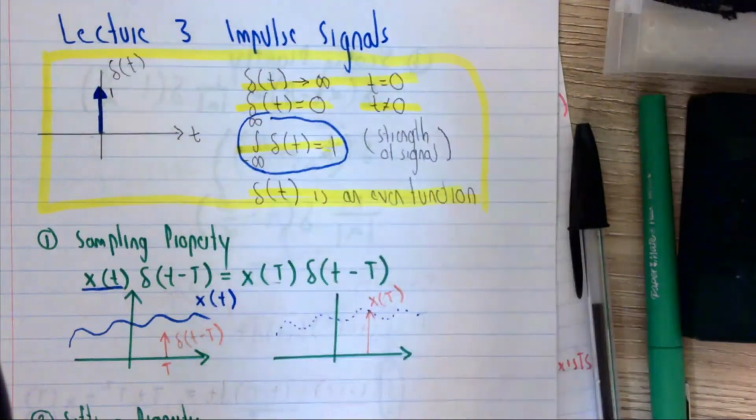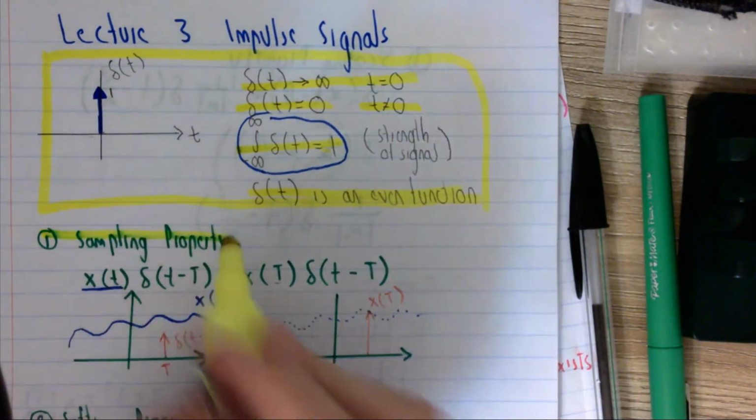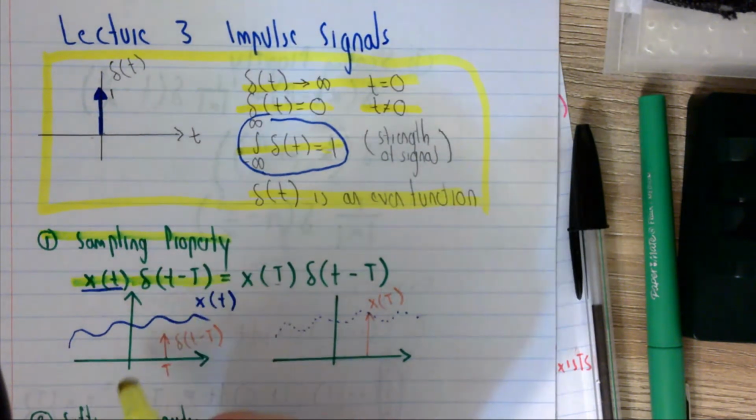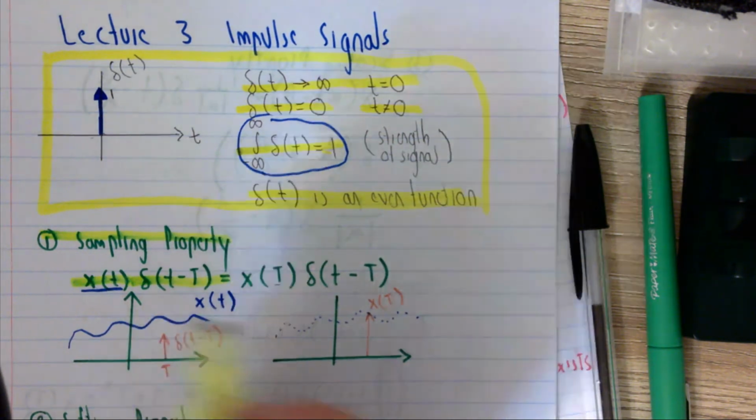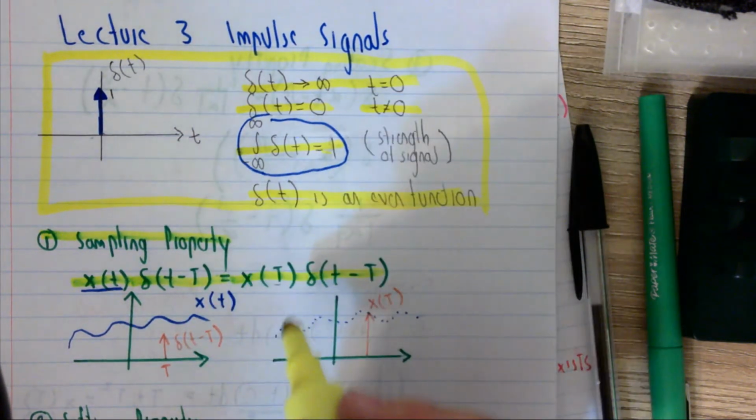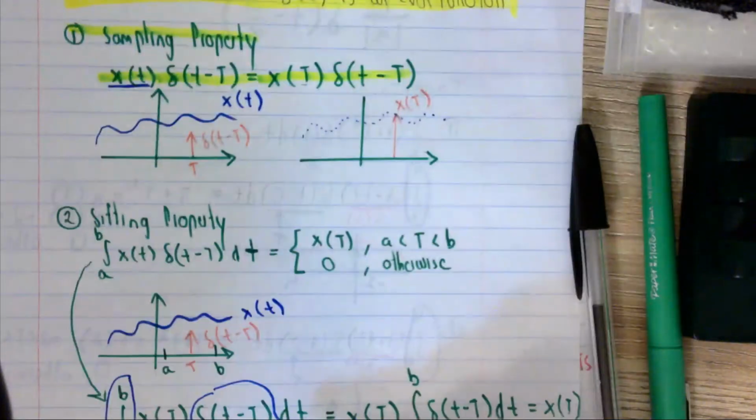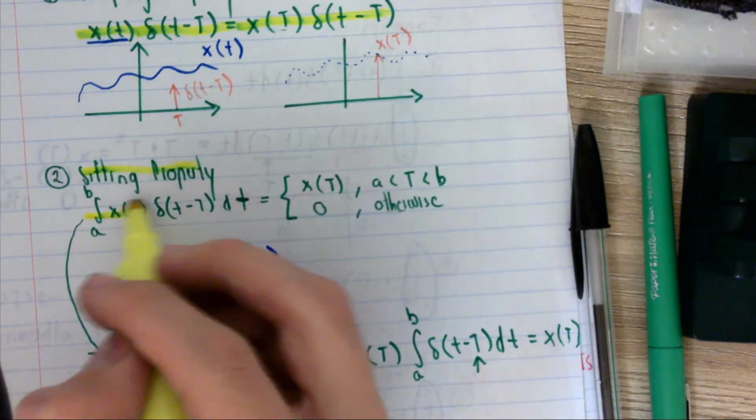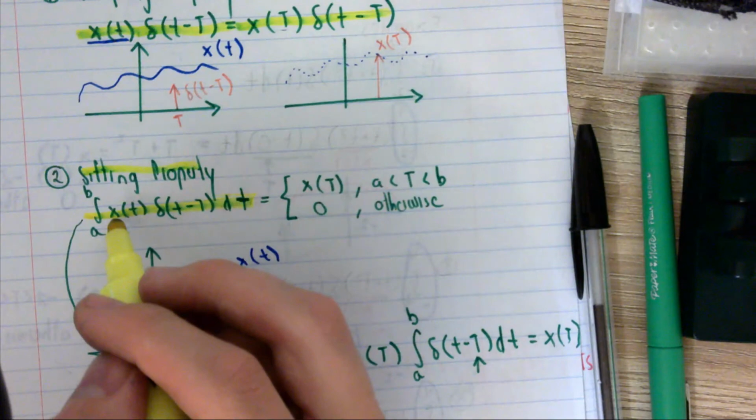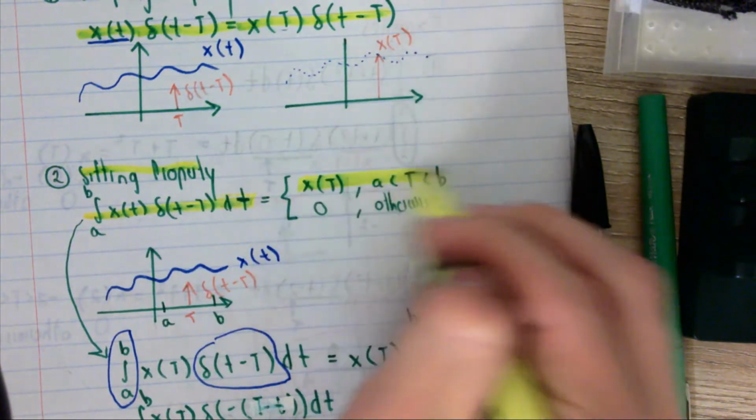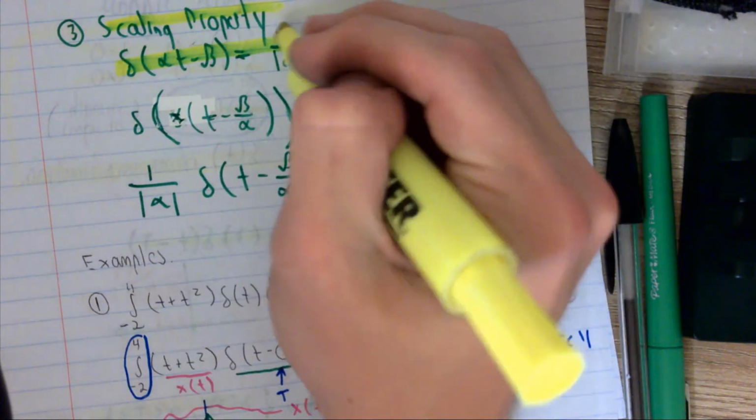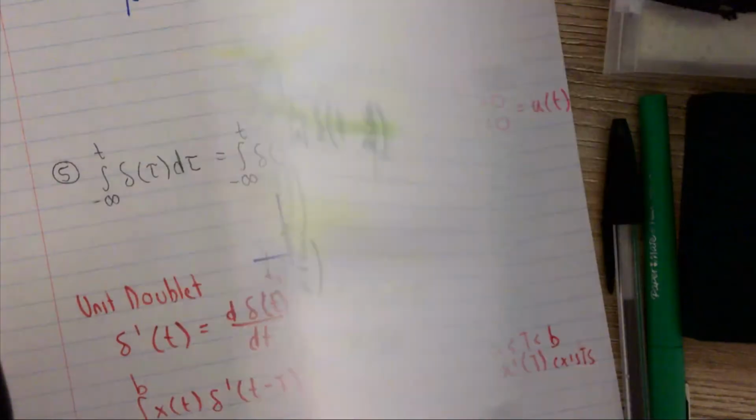The 3 properties: the first is the sampling property. If you have your function x of t here, and then the delta function occurs, it's just going to be x evaluated specifically where the delta function occurs, times the delta function. And then for the sifting property, if the delta function occurs in your bounds, it's going to be x evaluated at that point where the delta function occurred, and it's going to be 0 otherwise. The third one's the scaling property, which basically says if you have a scalar in here, you're able to take it out, it's going to be 1 over that scalar, and then multiply by that delta function that you simplified.